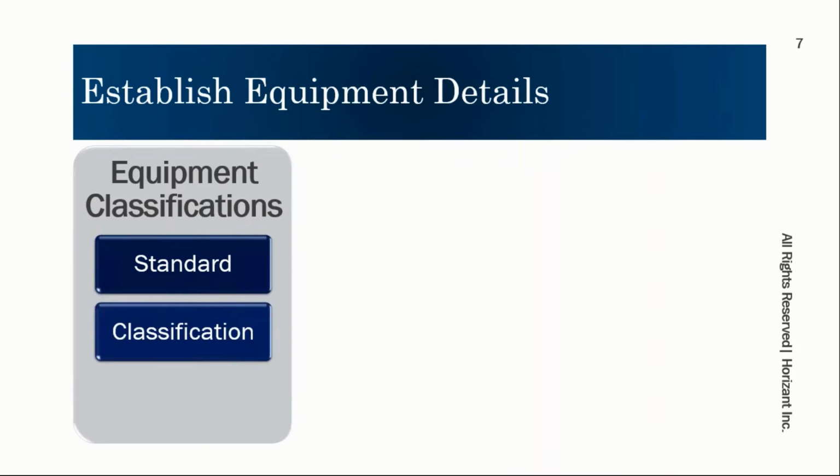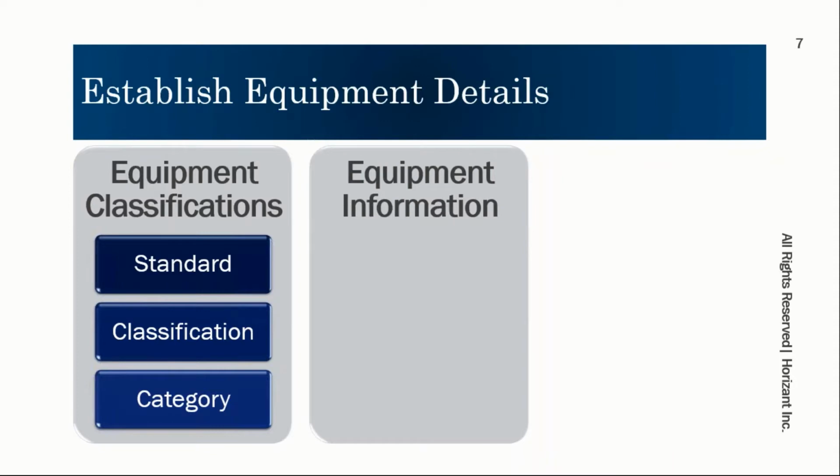We want to classify it based on various industry standards, as well as some of our own designations that we may have. And we want to categorize it so that it fits into certain groupings. For instance, it might be office equipment, it might be research equipment, it might be manufacturing equipment, it might be building equipment, it might be electrical. It's whatever categories you want to set up in your organization.